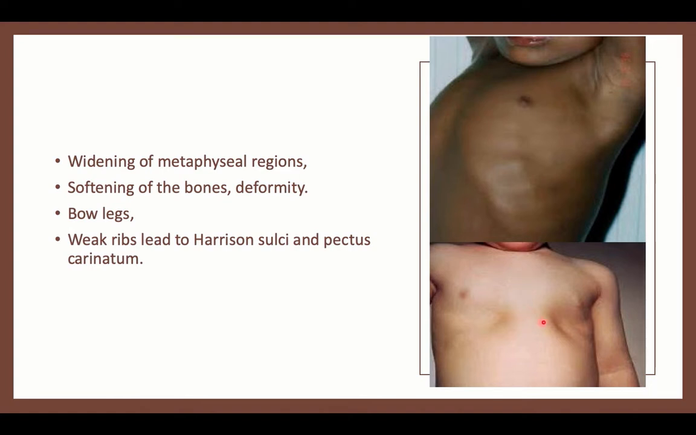Okay, this is the pectus carinatum, okay, due to weak bones, and this is the Harrison sulcus. Harrison sulcus is caused by the diaphragmatic movement. This is the site of insertion of diaphragm, and when diaphragm pulls on weak ribs, okay, it results in this characteristic Harrison sulcus.